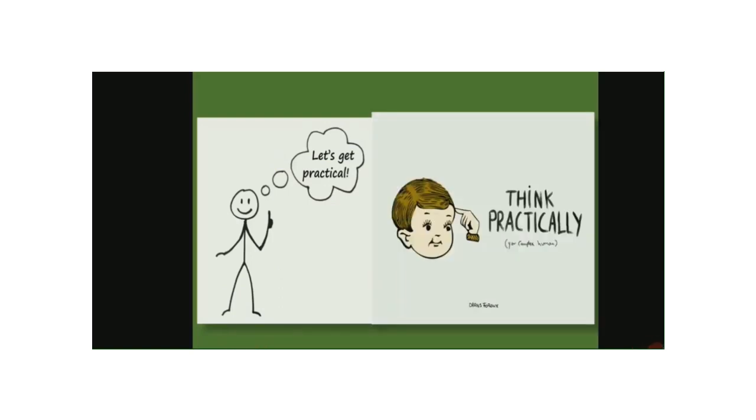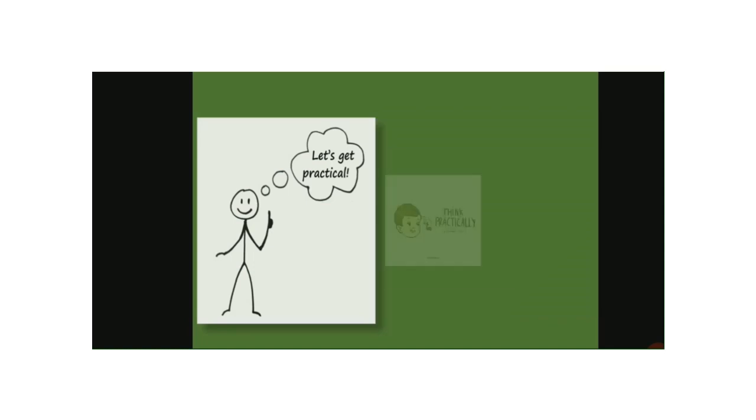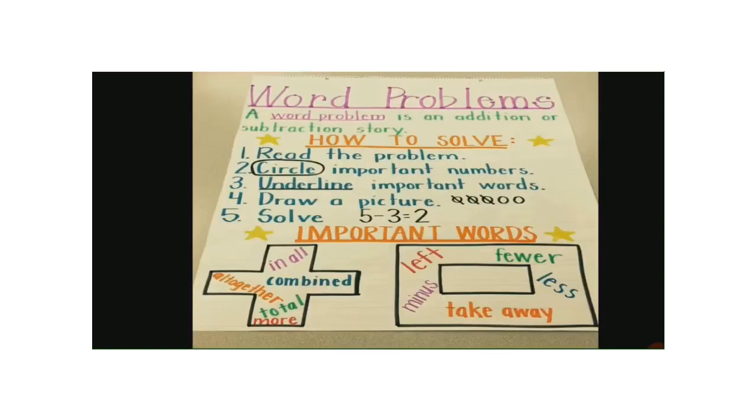Now let's go to practical work and think practically, because I've always told you that math is a practical thing. You cannot just learn it, you have to understand and then you can do it. So, a word problem is an addition or subtraction story. That is why we call it number stories also. How to solve? There are 5 steps in which you can solve a word problem.